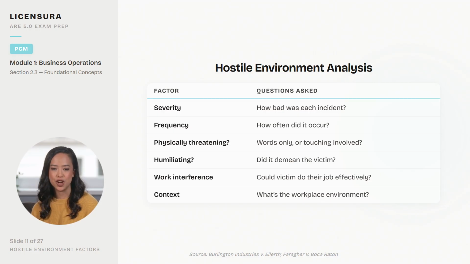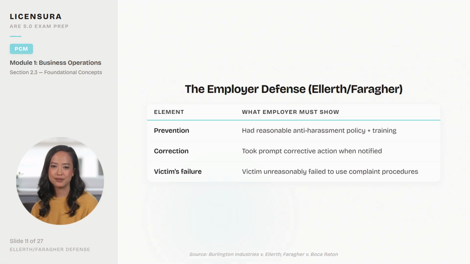A single crude joke probably isn't enough, but a pattern of crude jokes over months, combined with physical intimidation, that's a different story. Now, here's the part you really need to know for both the exam and practice: the employer defense. Two Supreme Court cases, Ellerth and Faragher, established that employers can actually defend themselves against hostile environment claims if they meet three conditions. One.